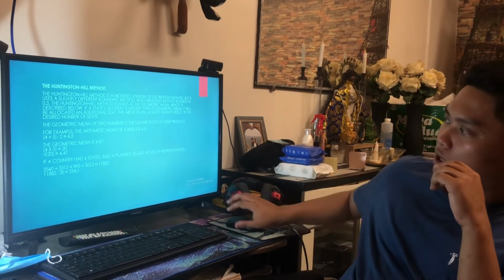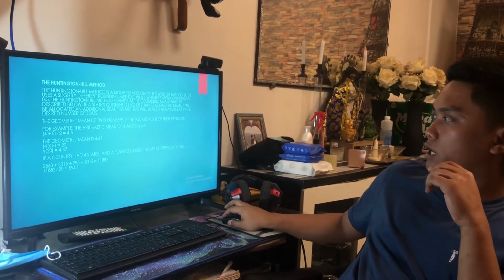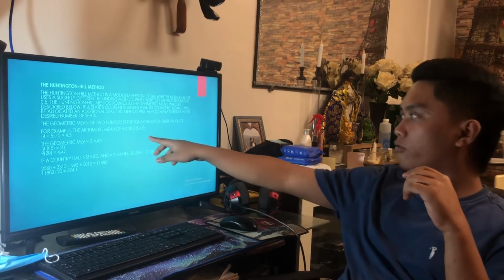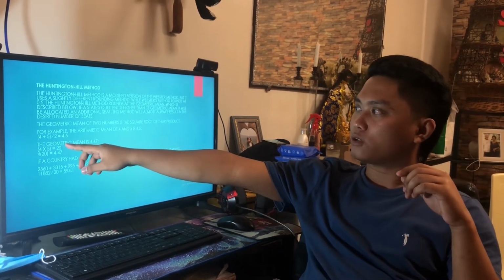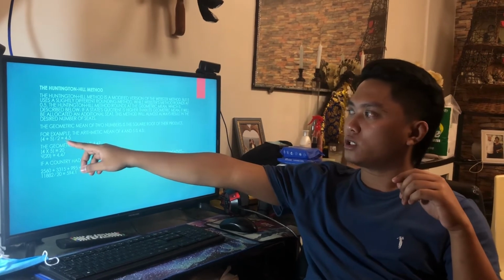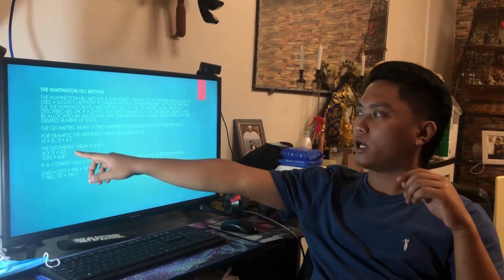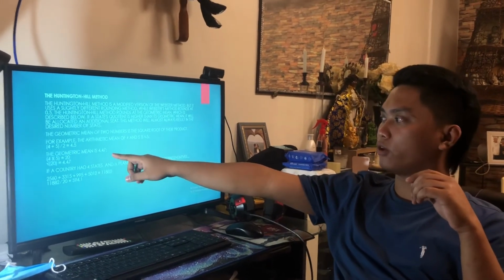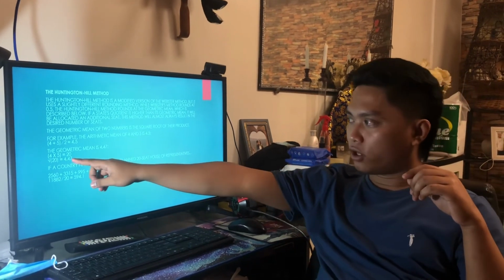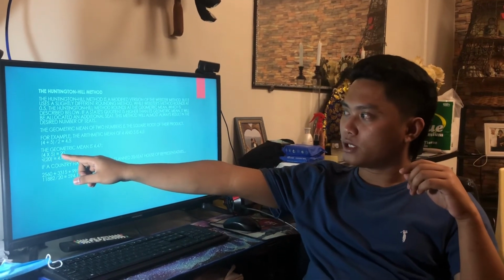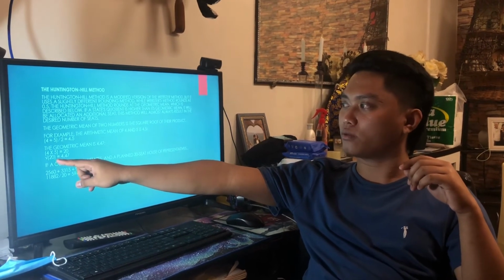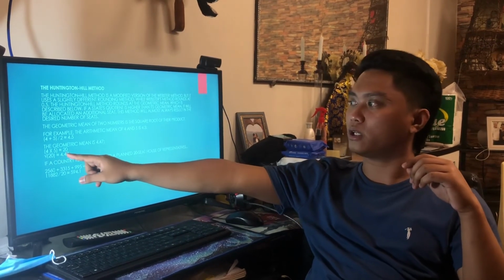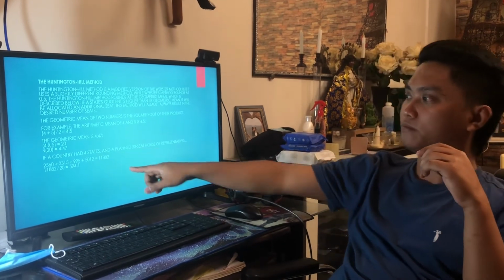For example, the arithmetic mean of 4 and 5 is 4.5. Why 4.5? Because 4 plus 5 equals 9, and divided by 2 equals 4.5. And the geometric mean is 4.47. 4 times 5 equals 20, and the square root of 20 is 4.47.